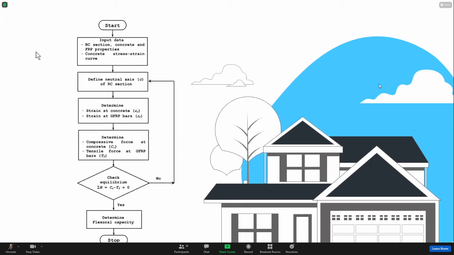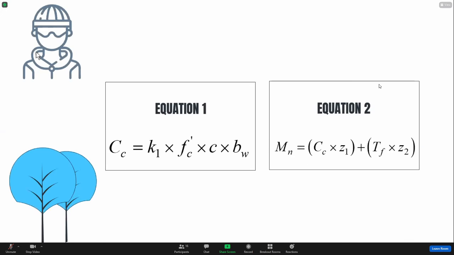Compressive force at concrete can be calculated using equation 1. This is equation 1, where Cc is the concrete force and k1 is the ratio of average stress to the maximum stress. f'c is the concrete strength, c is the location of the neutral axis, and bw is the width of the beam. And in equation 2, Mn is the flexural capacity, Z1 is the distance from the concrete force to the neutral axis, and Z2 is the distance from the tensile force of the FRP to the location of the neutral axis.